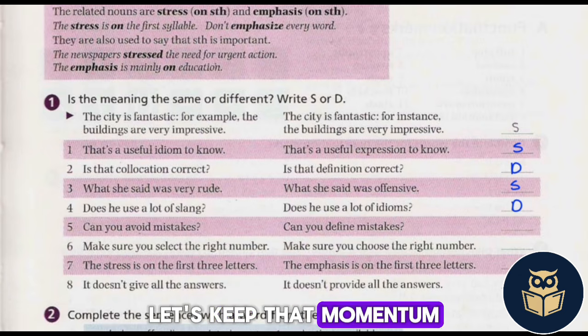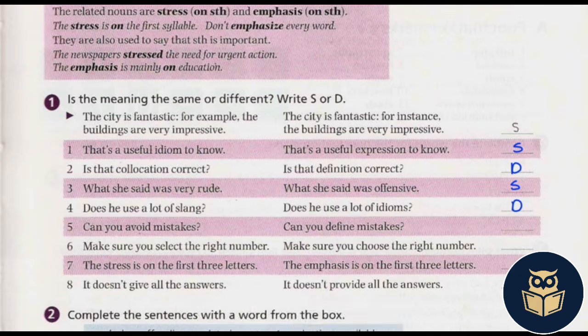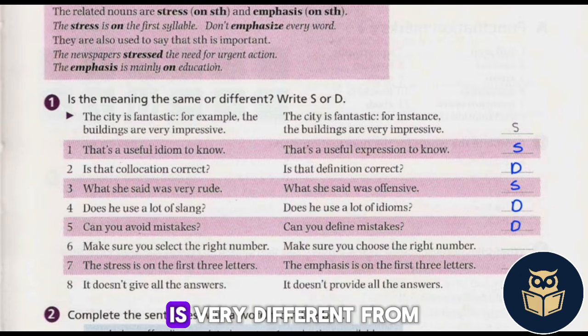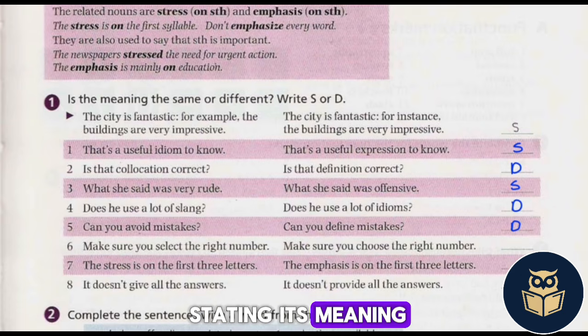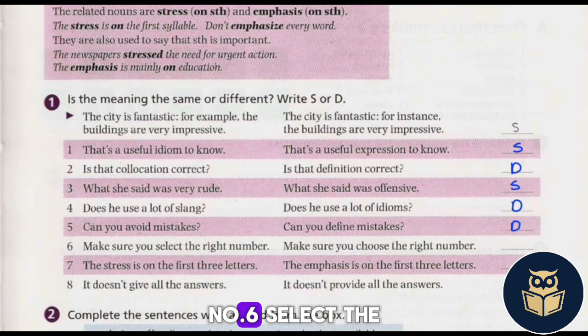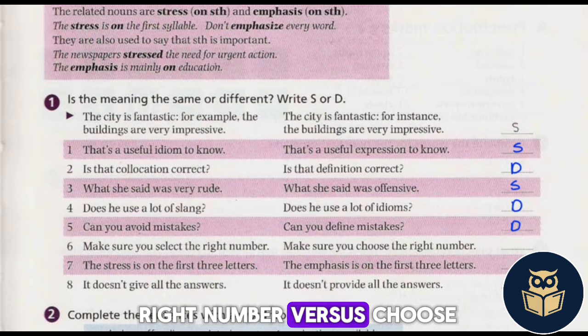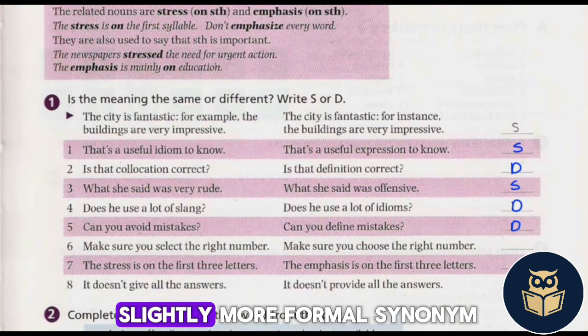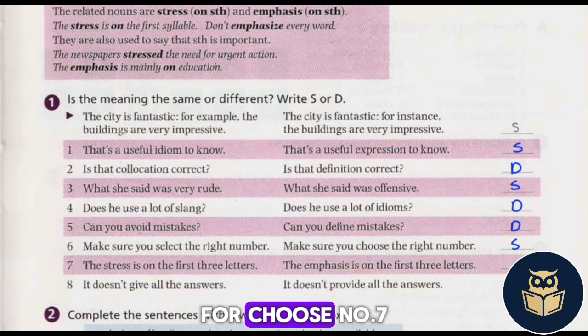Let's keep that momentum going for the next 4. Number 5, avoid mistakes versus define mistakes. Definitely different, D. Trying not to do something is very different from stating its meaning. Number 6, select the right number versus choose. These are the same, S. Select is just a slightly more formal synonym for choose.